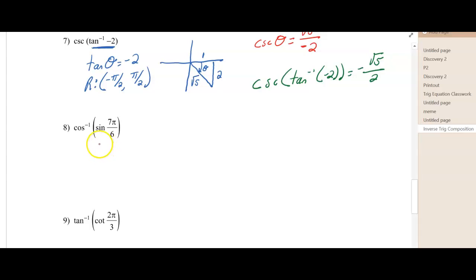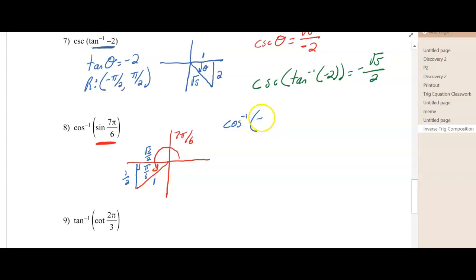For problem number 8, I need to find the sine of 7 pi over 6. So I'm going to draw a picture. I know some of you have that memorized. 7 pi over 6 is in quadrant 3. Here's the angle. The reference angle is pi over 6. I'm going to drop the altitude. We have 1/2, root 3 over 2, and 1. So this problem becomes inverse cosine. The sine of 7 pi over 6 refers to the y value, so that's -1/2. Now we have to do inverse cosine of -1/2.